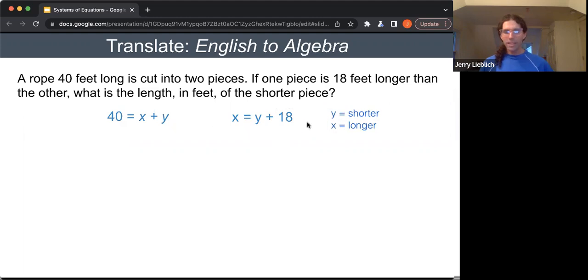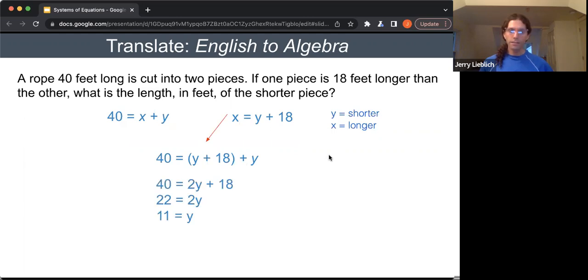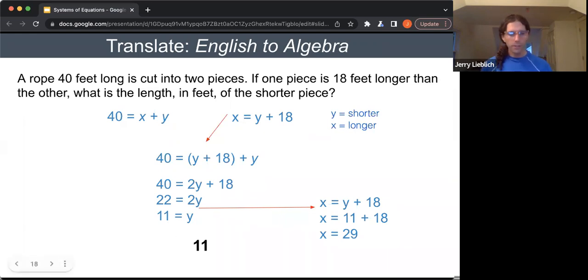Now, since we've already got this X isolated, it's probably easiest to just go ahead and substitute. So I'm substituting this value into this equation. Then I'm going to add my y's together, subtract 18 from both sides, divide both sides by 2, and that gets me my y. If I wanted to solve for x, I then could, and I realize which is the shorter one, the y. We could do this with elimination as well. Let me show you what that would look like.